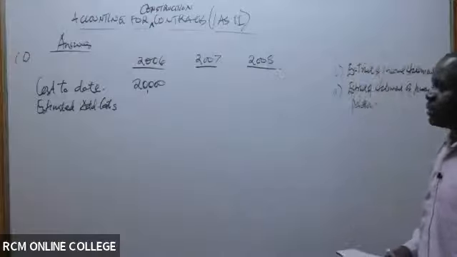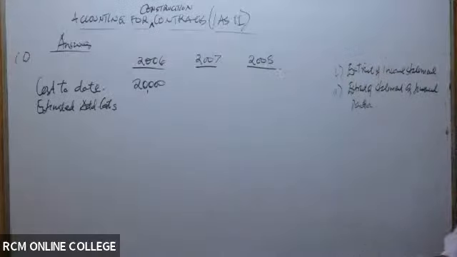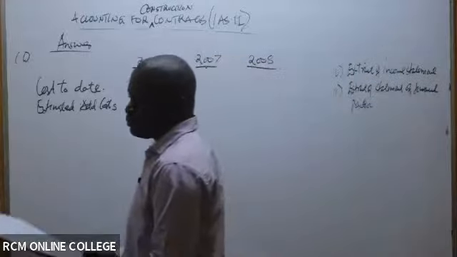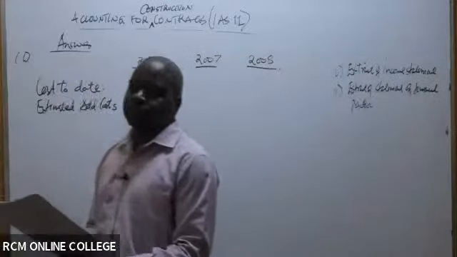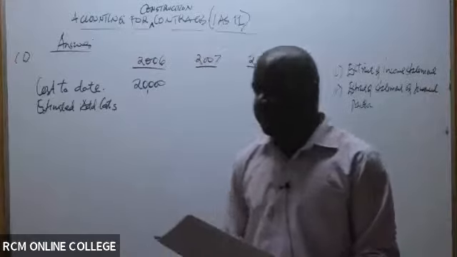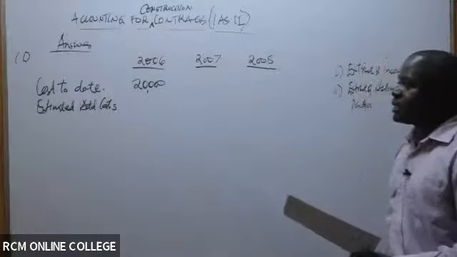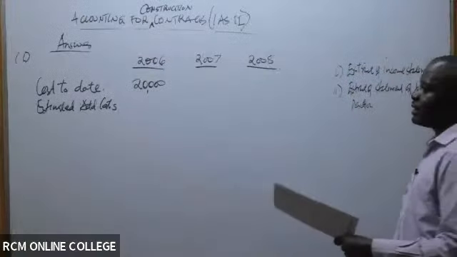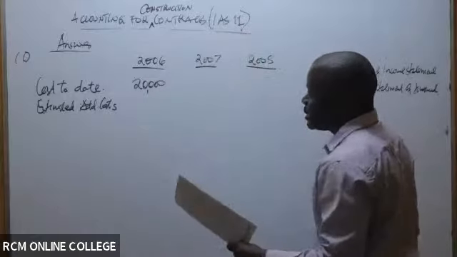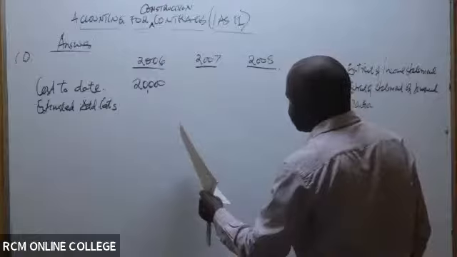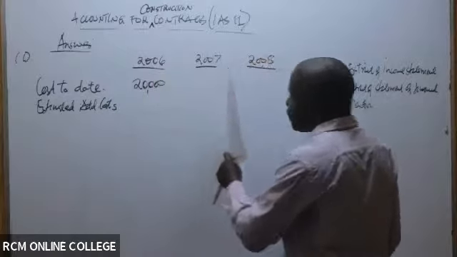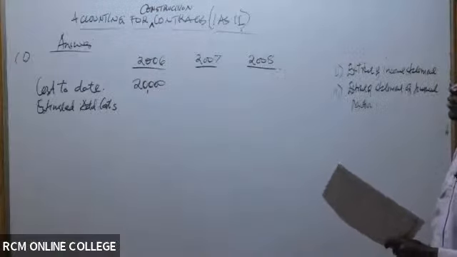Chebrogei, say something. Do you think it is 62 million? Looking at the table, they have said costs. The costs incurred in the year 2006 are 20 million. Cost incurred in the year 2007 is 42 million. But in our table here we are saying cost to date. So cost to date for the year 2006 we have said is 20 million. What do you think will be the cost to date for the year, in this case 2007?